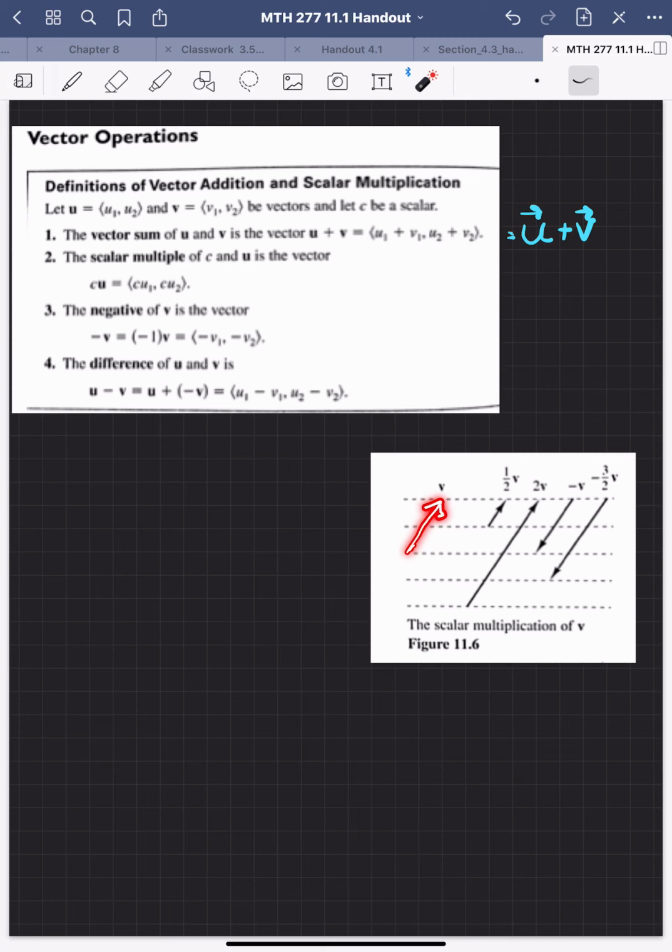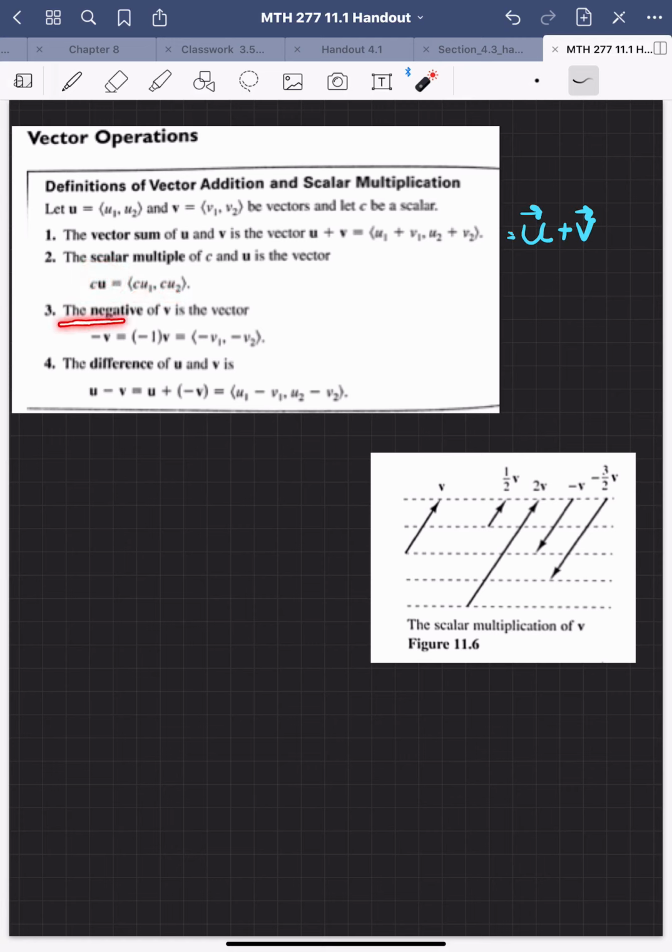Now you could double v, right? Double the length. You could cut the length in half, right? So this would be half of v. Now notice that the scalar is a half. This would be double v. Notice that the scalar is 2. But simple enough, if you want to scale a vector, you're just simply going to scale each component, right? So you scale the x portion, the y portion, the horizontal portion, the vertical portion.